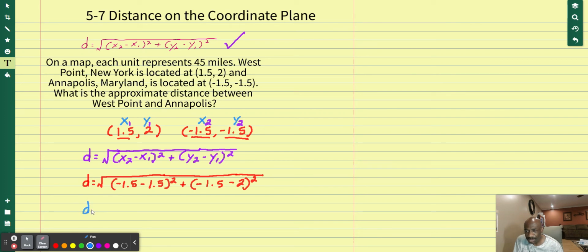All right, now that we got our numbers plugged in, let's go ahead and work this out. We have to keep writing our square root symbol until we get the square root. This is a requirement. Please write this square root symbol each time. Here we're going to have, what is negative 1.5 minus 1.5? You should know that that is going to be a negative 3 to the second power plus, what is negative 1.5 minus 2? That is going to be a negative 3.5. Don't forget to square it, second power.